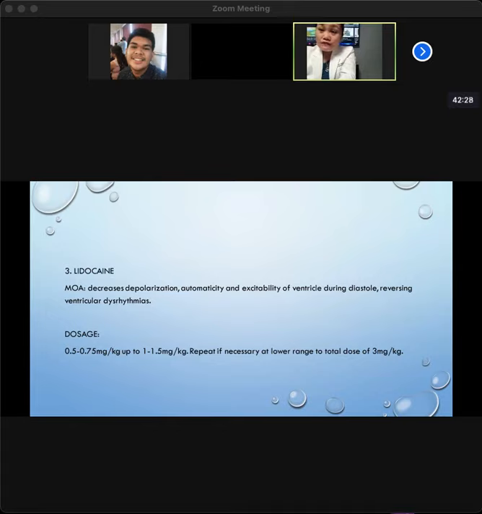the autonomic nervous system. Para mas maintindihan ninyo kung ano talaga yung mechanism of action of all the drugs that I have discussed. Diba, tapos na kayo na first year, second year. So, alam na ninyo yung autonomic nervous system? Or medyo natabunan na?